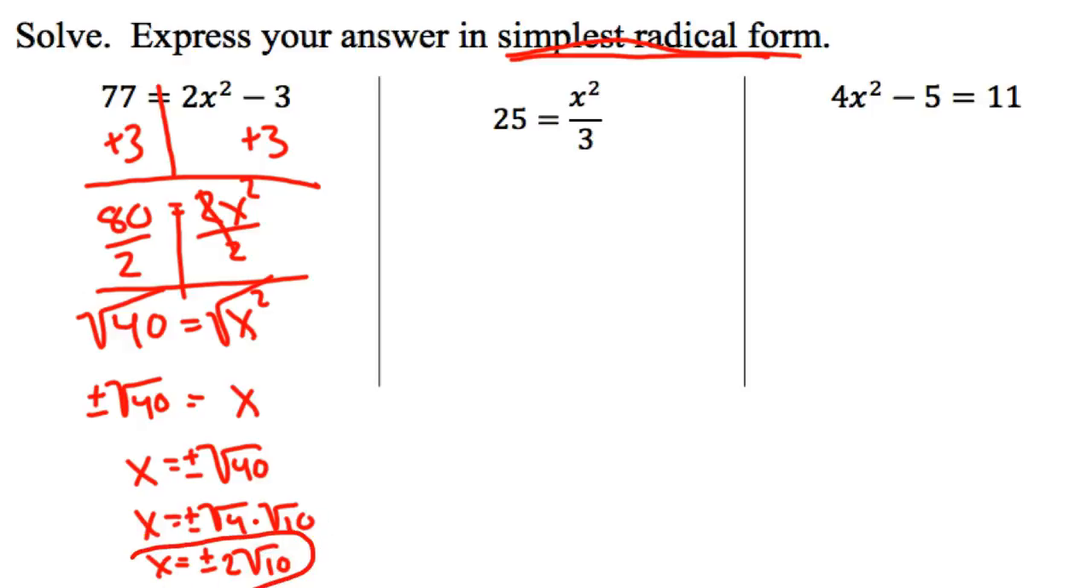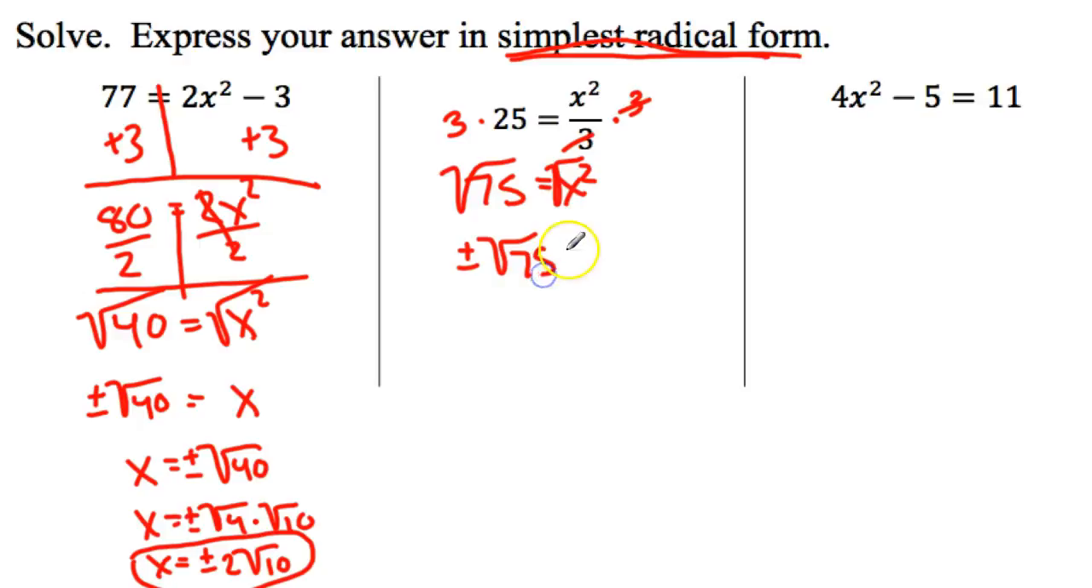There we go. Next one, we have 25 equals x squared divided by 3. So it's being divided by 3. I'm going to multiply both sides by 3 because that 3 and that 3 cancel. 3 times 25, 75 equals x squared. All right, square root, square root. Now, plus or minus the square root of 75 equals x.